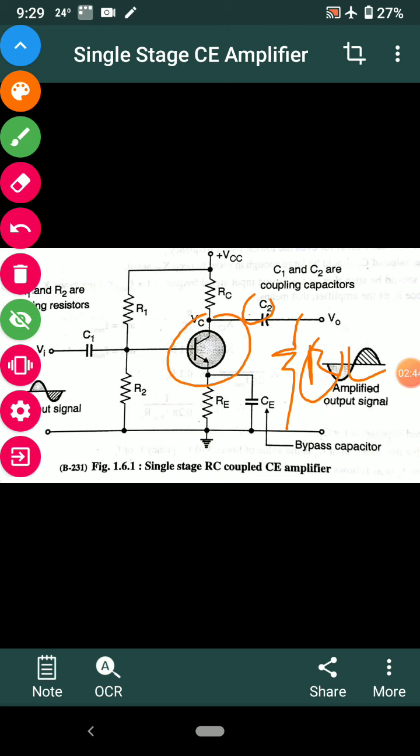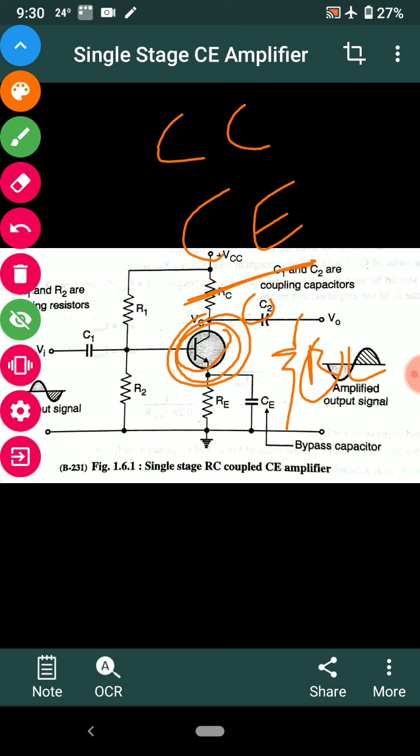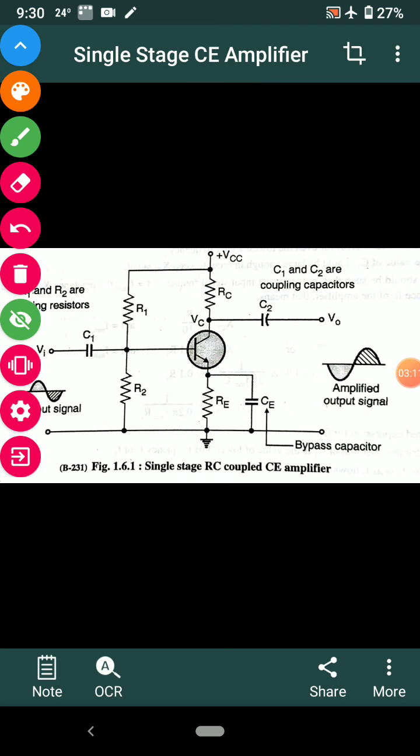And this transistor is connected in a common emitter configuration. You can learn configurations in a basic electronics subject: the transistor can be common collector, common base, or common emitter. So this transistor is connected in common emitter configuration, and due to this it is called a common emitter amplifier. This RC is a collector resistor used for controlling the collector current.